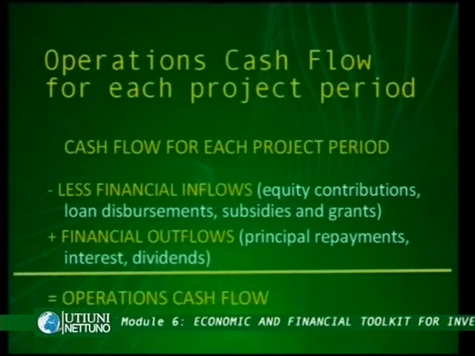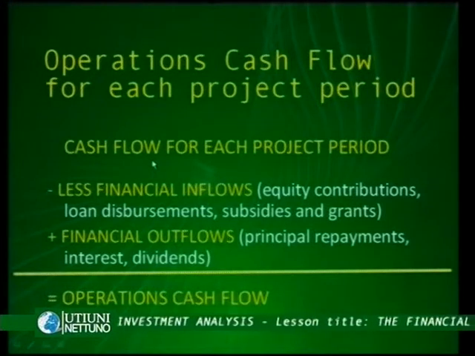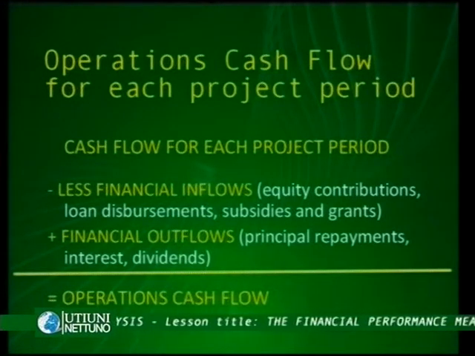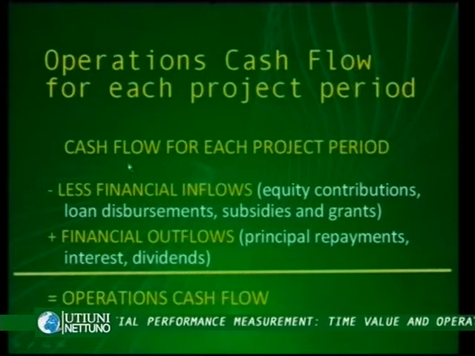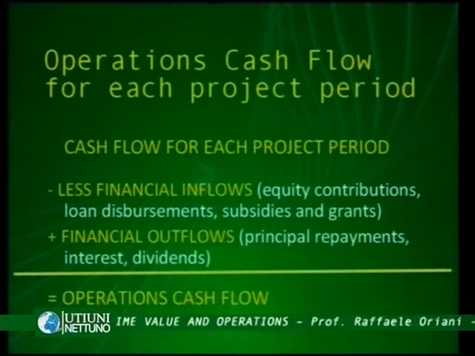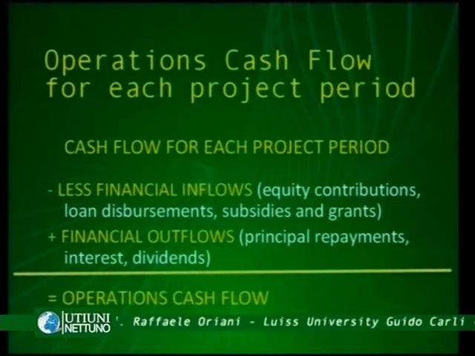Then let's see at this point how the operations cash flow is calculated for each project period. In order to calculate the operations cash flow for each project period, we have to start from the total cash flow for each project period. And if we want to link this cash flow to what we have already seen in the previous classes, this has been defined, when we were talking about cash flow statements, as cash flow for financial planning. So this is the total cash flow that the project is generating in a given period, and therefore is given by the difference between the total inflow and the total outflow.